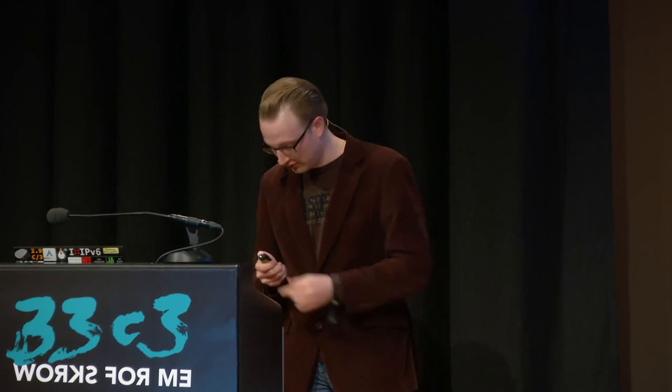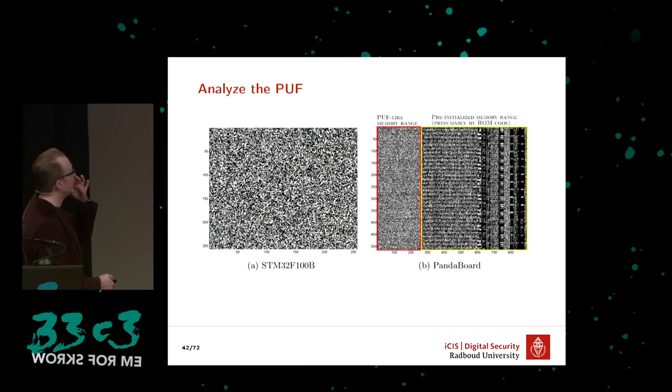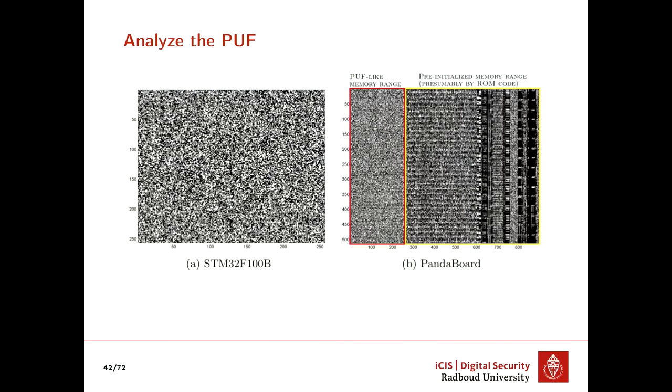So in the PUFFIN project, which that earlier paper was a result of, there are several results here. This is an STM32F100B microcontroller. This is a PandaBoard, which is pretty much like a mobile phone, actually. So what you want to see is this, white noise. This part is a PUF-like memory range.